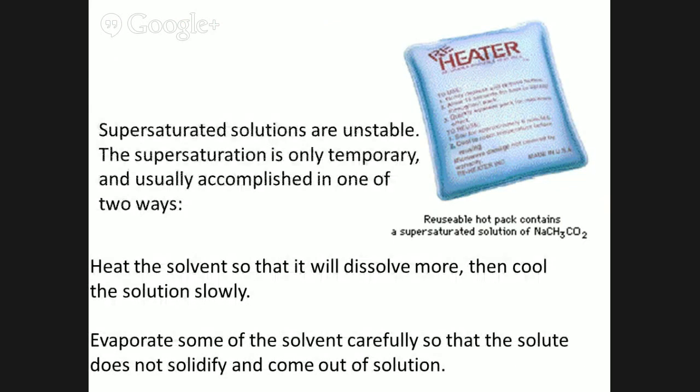Now, there are basically two ways to create supersaturated solutions. The first is to heat the solvent. Remember, the solvent is the thing that does the dissolving. You heat it up, and that allows you to dissolve more of the solute, and then you cool it down very slowly, and that way the solute doesn't recrystallize. You can also evaporate some of the solvent carefully so that the solute does not solidify and come out of solution. So those are the two ways to create a supersaturated solution.